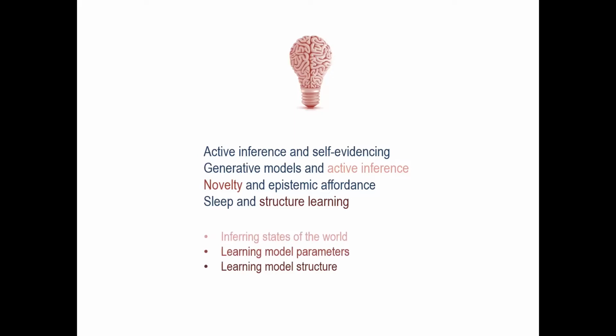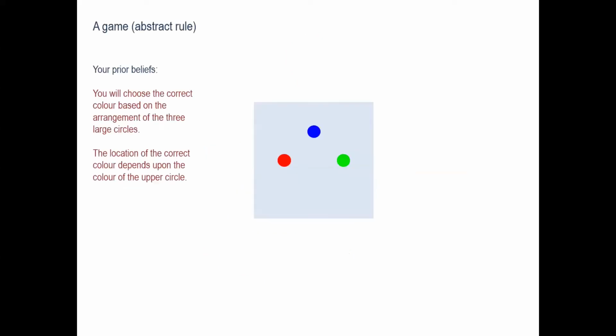inferring states of the world, learning model parameters, and crucially learning the model structure, known as structure learning in cognitive science. In statistics, this is just Bayesian model selection, selecting the model that has the greatest evidence or renders the data the most likely, in the sense of having the largest marginal likelihood or the greatest model evidence.